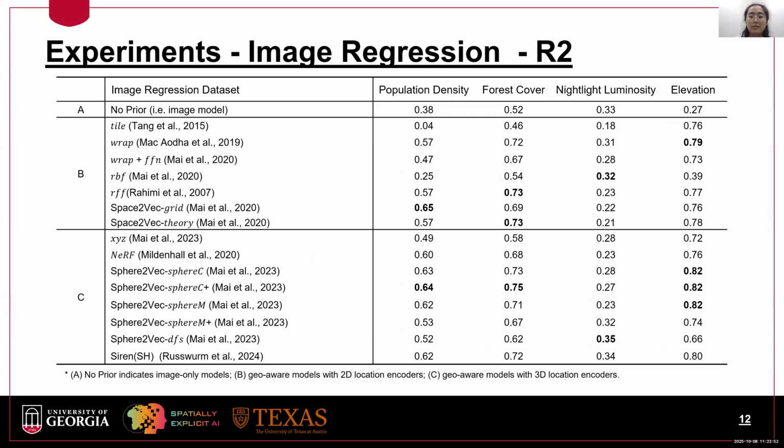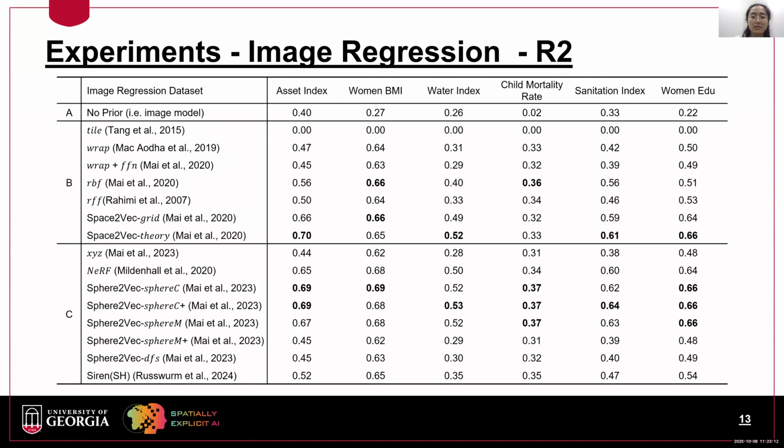And we could see a similar pattern in the image regression results table. We evaluate the results via R-square. We can see that the location encoders have higher performance than the no prior model. This is another table for image regression results, with similar patterns.